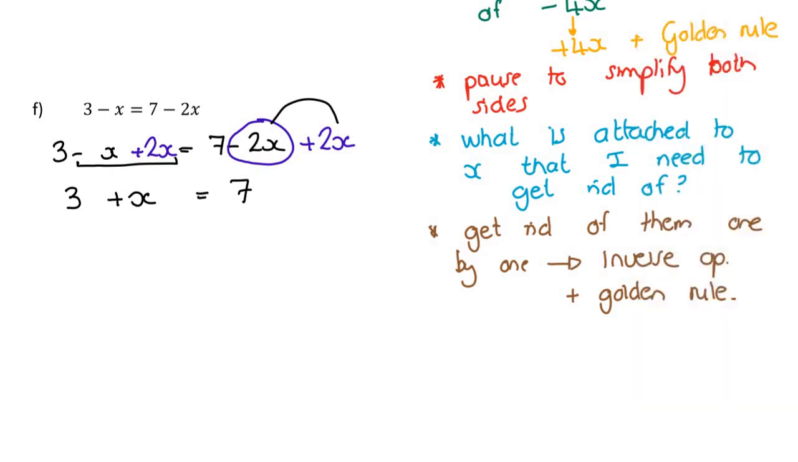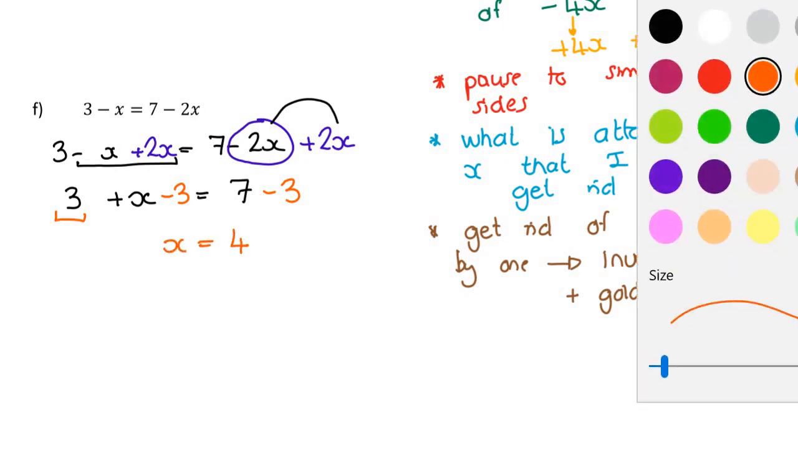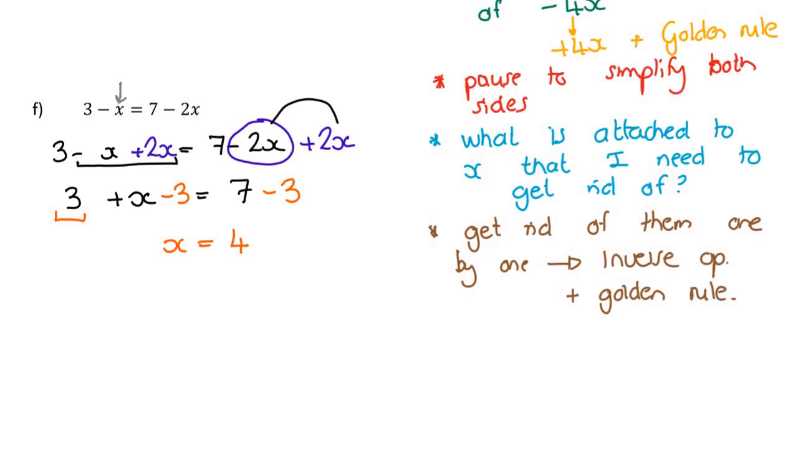Now I could swap the order around, but hopefully I'm getting better at this. How do I get rid of this 3? I'm going to subtract 3, but what I do to one side, I do to the other side. And so I get x is 4. Now just to show you how you check an equation, if I put x is 4 in here, on my calculator I do 3 take away 4 and I get minus 1. Now if I put 4 in there, I put my calculator and I go 7 minus 2 times 4 and I get minus 1. And if I get the same thing, I know that this is a solution, because this value for x makes the left-hand side and the right-hand side equal.